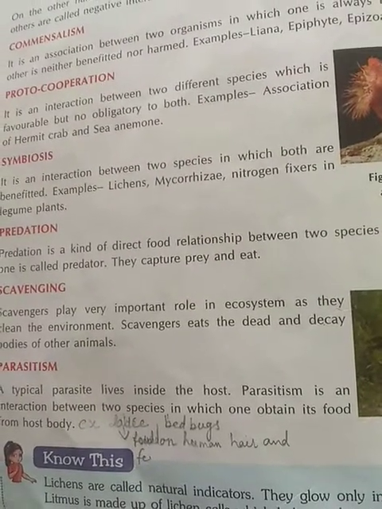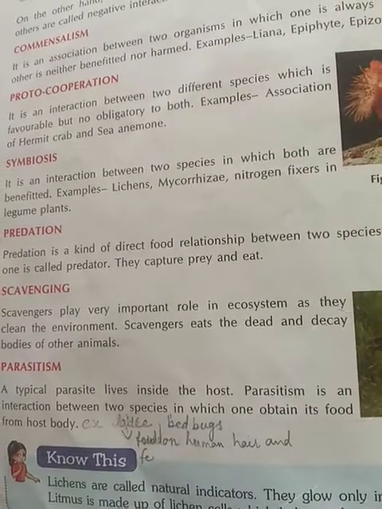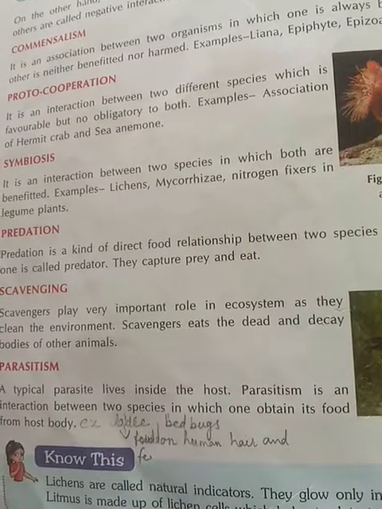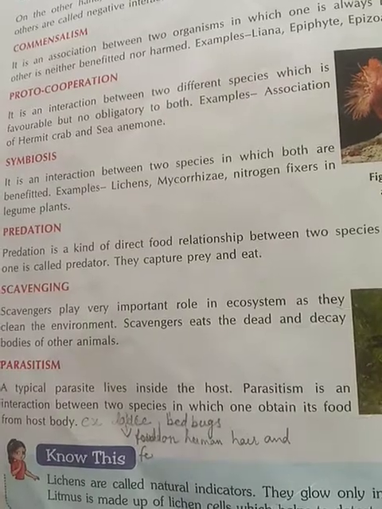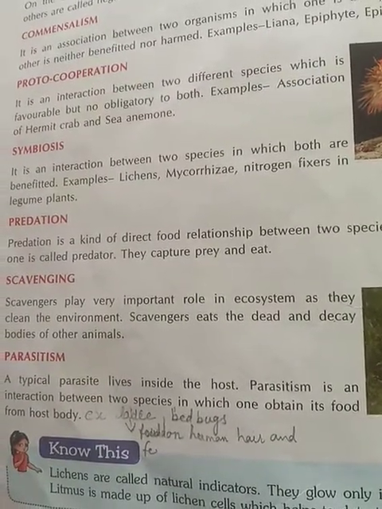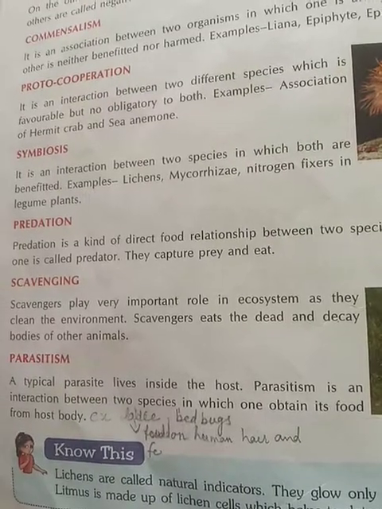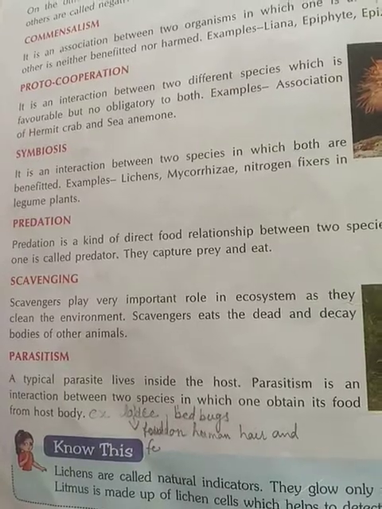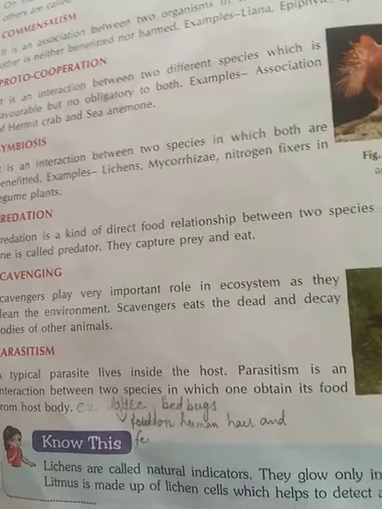For example, louse and bedbugs are examples of parasites. Louse are often found on human hair and they take their nourishment by sucking the blood. So they are totally dependent on the host. This interaction or this relationship is known as parasitism.